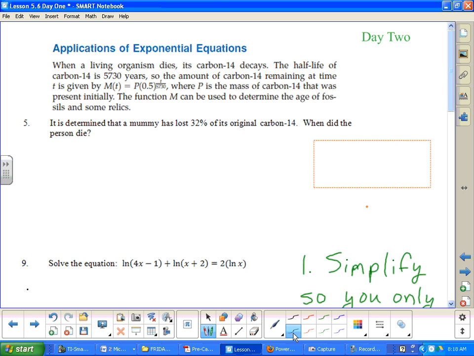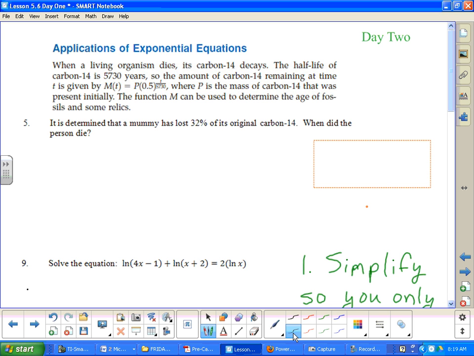So if the mummy started with 100, the mummy would now have 68, right? If the mummy started with 1, it would now have 0.68. 32% is gone, 68% remains, whatever the amount is. They don't give us an amount, so we could actually pick a number. The easiest number to use would be 1: if you start with 1, you have 68% left. So we're going to do that.